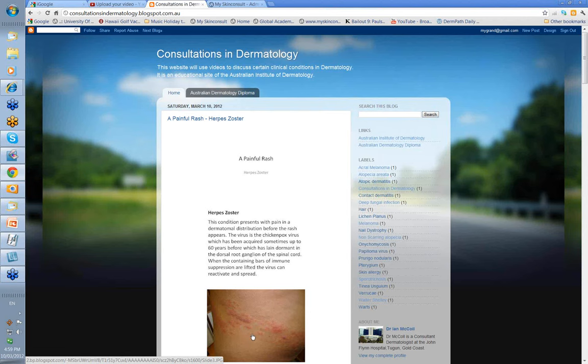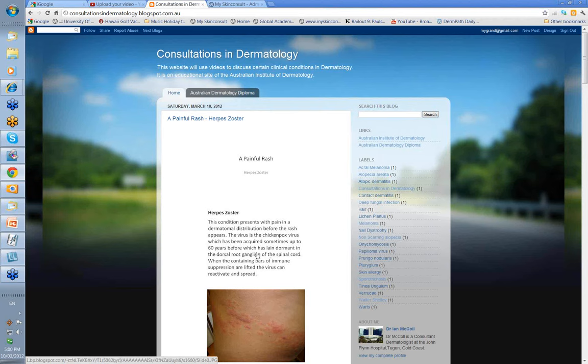Why does it come in this particular distribution? Because the virus that causes this condition is to be found in the dorsal root ganglion. And I'll show you a picture of this in a minute or two. But the dorsal root ganglion is adjacent to the spinal cord, and it houses all the sensory nerves. And the virus is imprisoned there for many, many years.